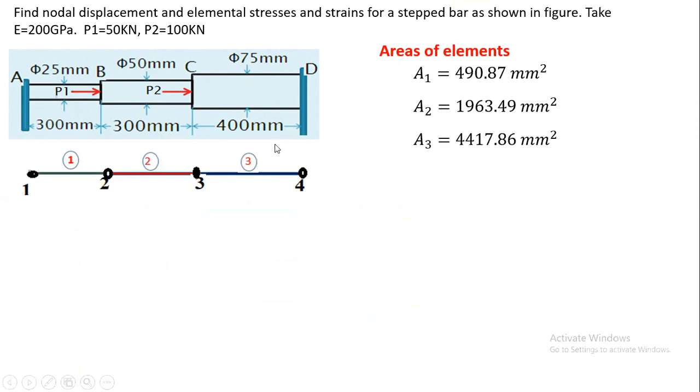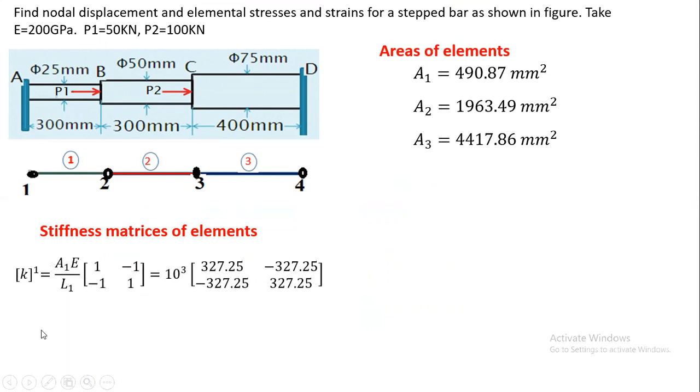After calculating the area, you go to the stiffness calculation. Now the stiffness matrix of the elements, that means for each element you have to calculate the stiffness matrix. You know the equation of the stiffness matrix. Now this is the equation for the stiffness matrix, that is A1 E1 by L1, that is AE by L into 1 minus 1 minus 1 1.